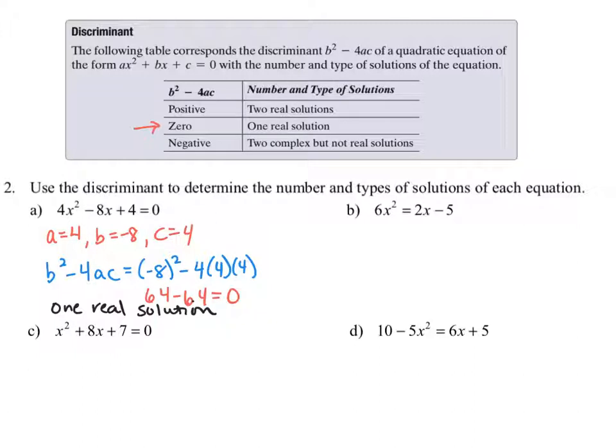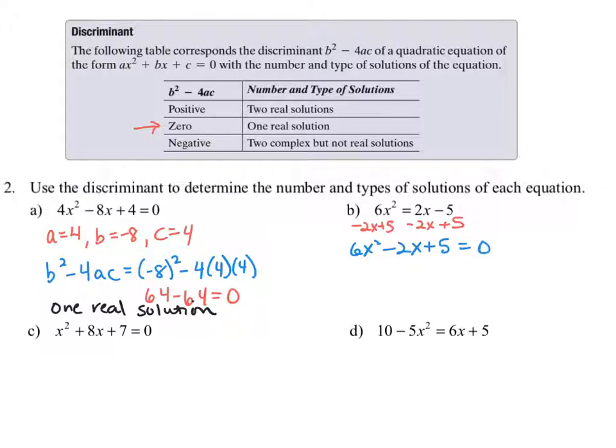Okay. Now let's look at example B. Before we find the discriminant, it's important to write this in the form of ax squared plus bx plus c equals 0. We want a 0 on one side of the equation. To do that, we're going to subtract 2x from both sides, and we're going to add 5 to both sides of this equation so that we end up with 6x squared minus 2x plus 5 is equal to 0.